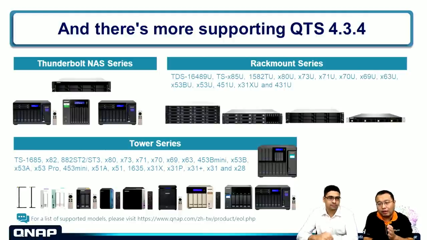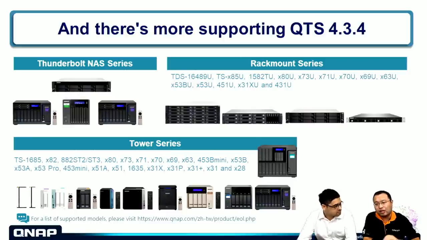And then on the top right, there are the recommended models, starting from the enterprise level, TDS-16489U, all the way down to the 431U, the ARM dual-core processor. All these models can support the upcoming QTS 4.3.4. And then on the bottom, the Tower series, even more models, starting from the 16-bay Super NAS, down to the 5370 and then the 31 series. All these models listed here will get an upgrade later.